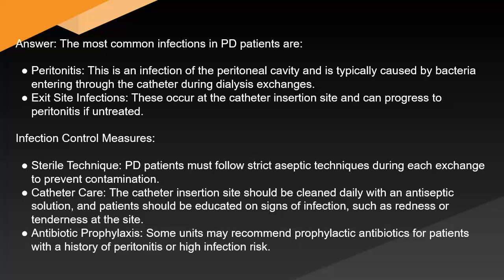Infection control measures. Sterile technique. PD patients must follow strict aseptic techniques during each exchange to prevent contamination. Catheter care. The catheter insertion site should be cleaned daily with an antiseptic solution, and patients should be educated on signs of infection such as redness or tenderness at the site. Antibiotic prophylaxis. Some units may recommend prophylactic antibiotics for patients with a history of peritonitis or high infection risk.